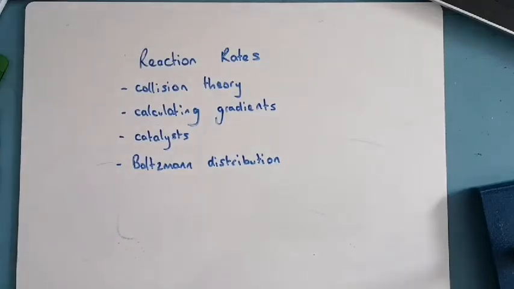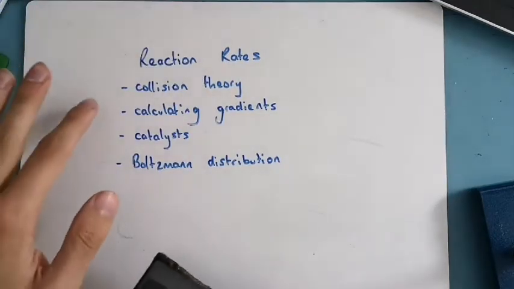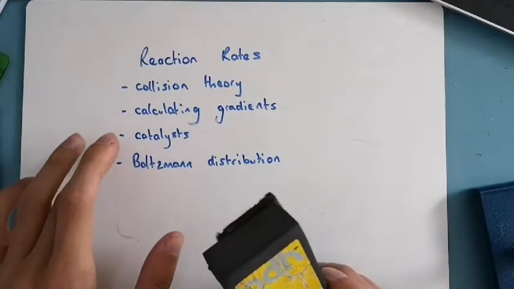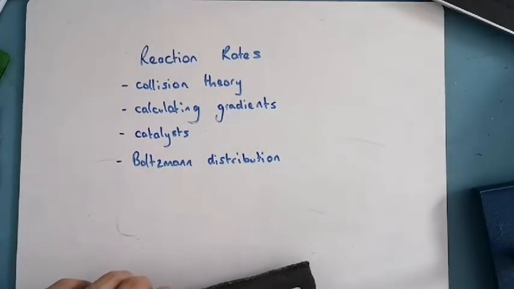Hi, in this video we're going to look at reaction rates from the A-level specification. It's going to look at just a quick recap of collision theory, calculating gradients and how we do that from graphs, how catalysts impact reactions, and then finish off with the Boltzmann distribution.